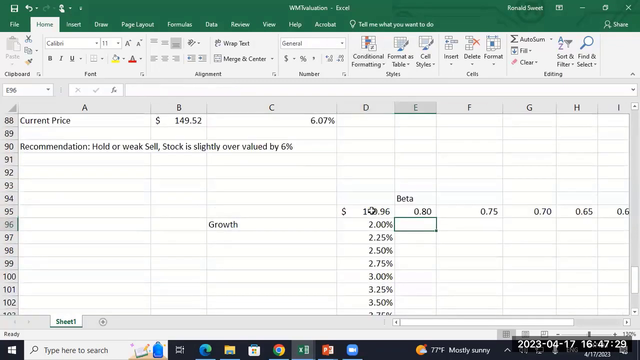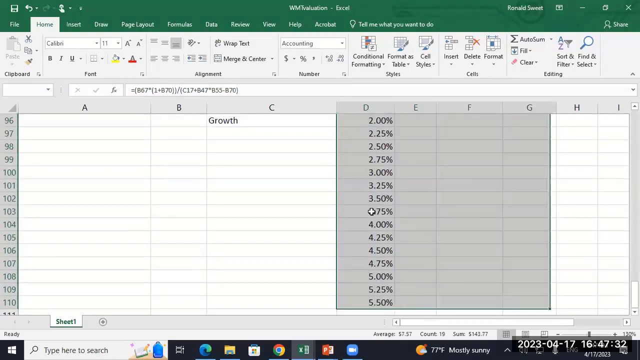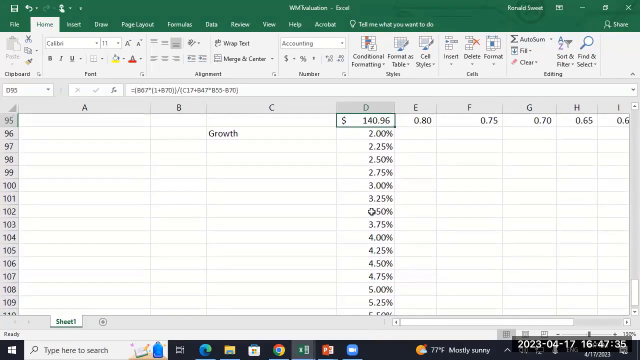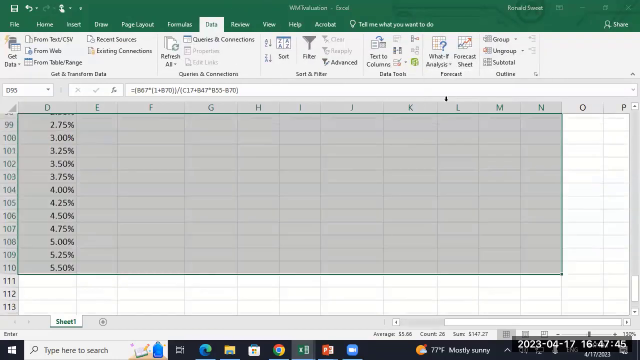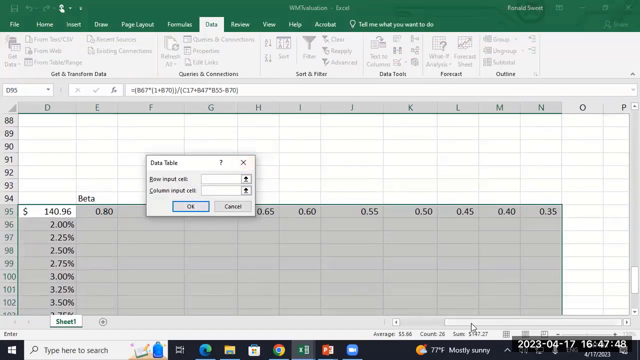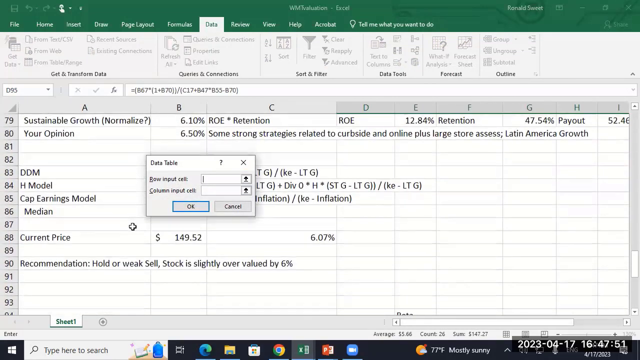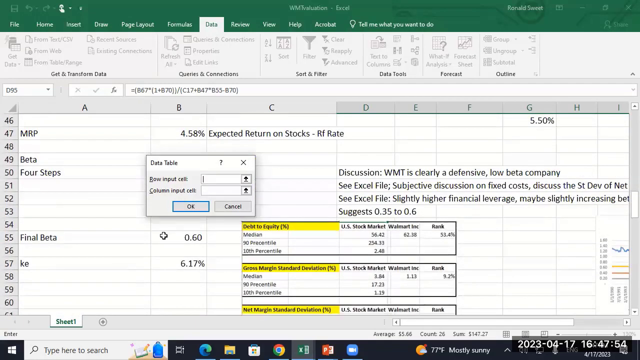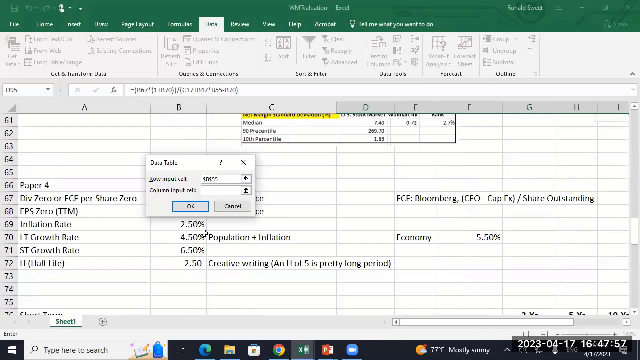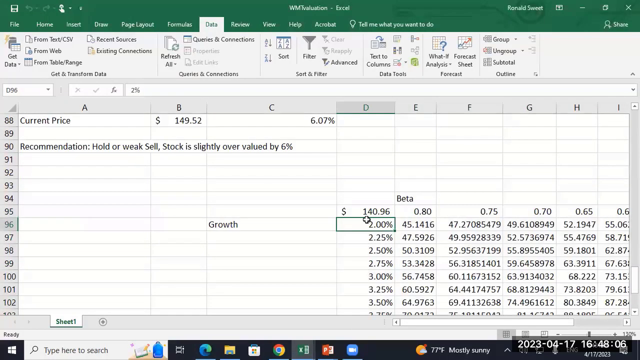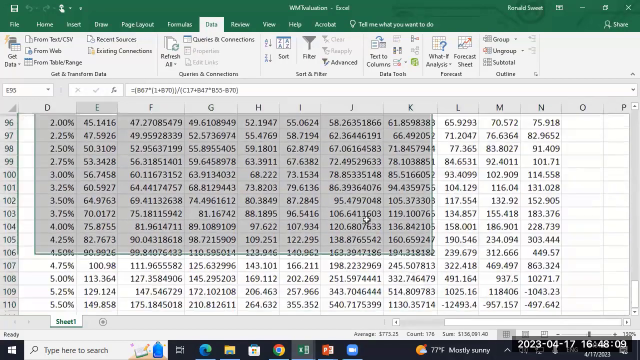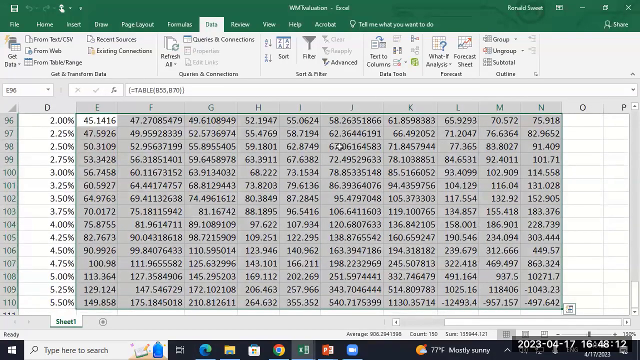And then what I want to do is a data table. Have y'all done data tables before? I know how they work. I'm not a big fan of data tables, but you can do it without one. You can't just set it up as a formula. But go to What-If Analysis, Data Table. My input cell is beta, so I go find beta. My column is long-term growth. There, I got it. So I now have 150 scenarios.